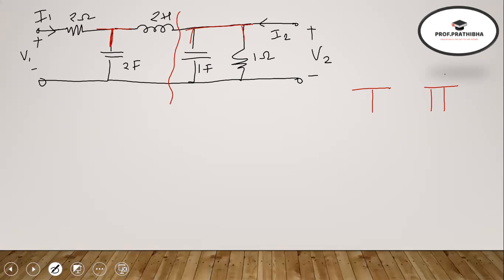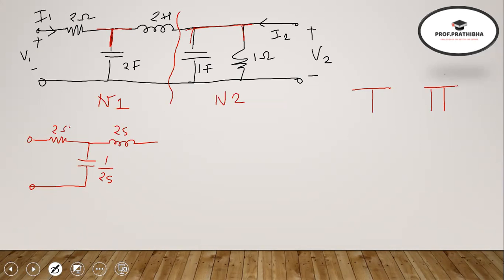Now this network, I'm going to take it as N1 and this network as N2. Suppose I take N1. I'm going to take this as the resistor. This is my capacitor, which is nothing but 1 upon 2s. This is my inductor, which is nothing but 2s. And this is 2 ohms. This is how the network will look. You will have plus minus, your V1, your I1, and plus minus, your V2, your I2, right?